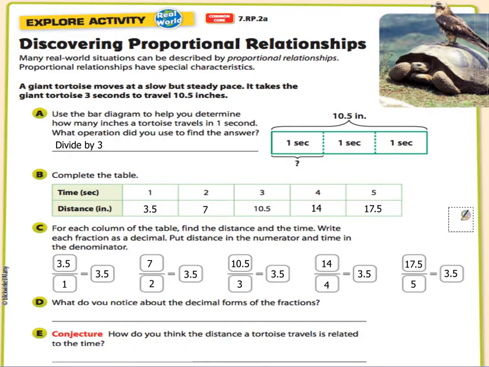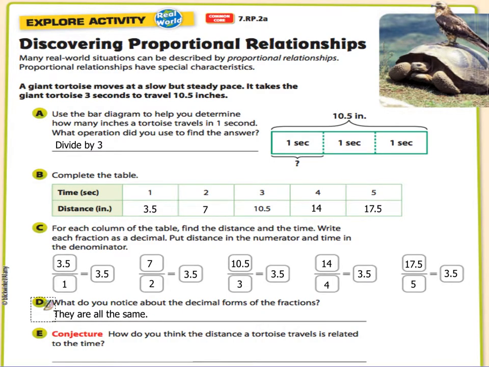So what I call this is a constant of proportionality. Constant of proportionality and unit rate can be used synonymously. If the unit rate is the same for the entire table, then it is a constant of proportionality. Notice the word constant. That means that it has to be the same the whole time. It cannot be a constant of proportionality if it is not, in fact, constant. So what do I notice about the decimal forms of the fraction? They are all the same.